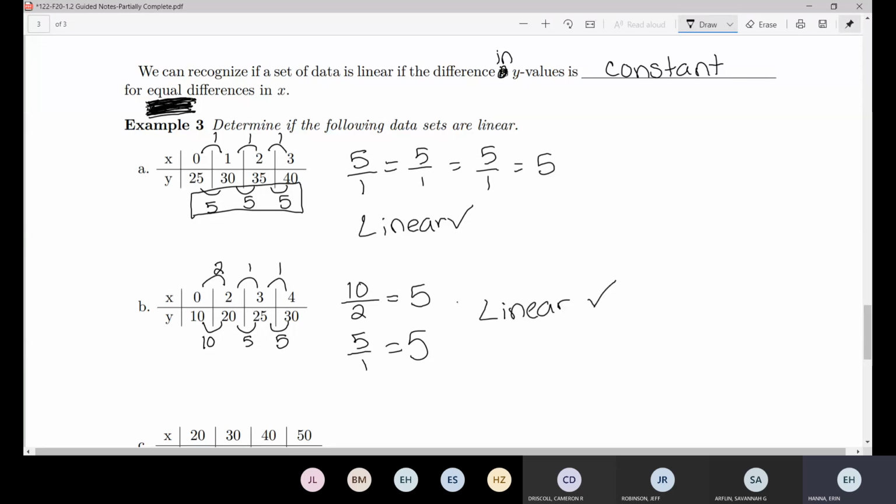So it's not just that you're looking for the numbers in the little loopy loops to be the same. You want the ratio of the change in y to change in x to be the same. Okay?